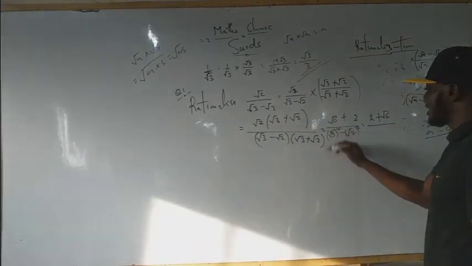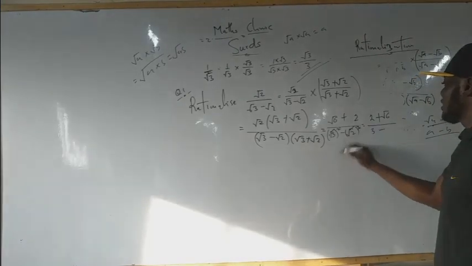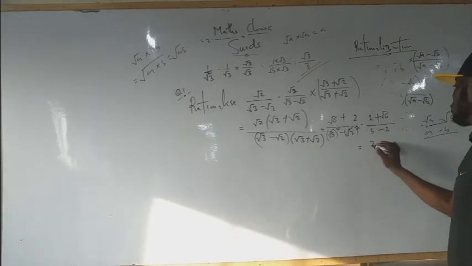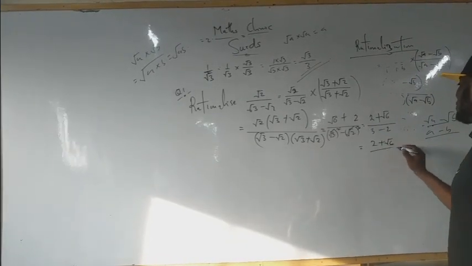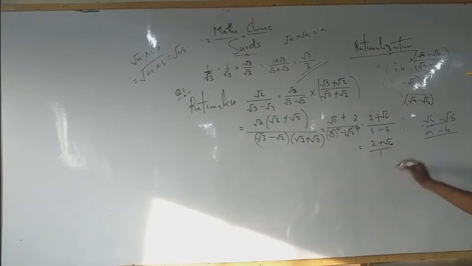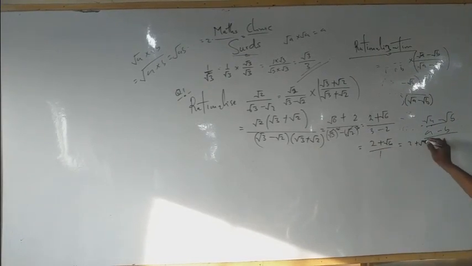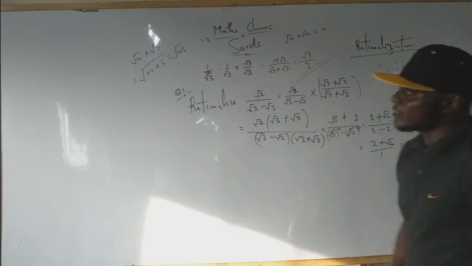Everything upon this and this will go, that will give 3, minus this and this will go, will give you 2. That gives 2 plus root 6, everything upon 1, right? 3 minus 3 is 1. That is 2 plus root 6. That will be the final answer.